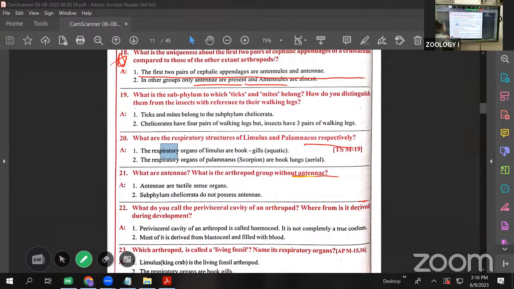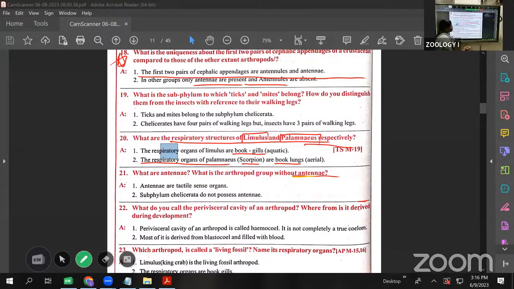Next, what are the respiratory organs of the limulus and the polypneus? The respiratory organs of the limulus are called book gills, as it is aquatic. The respiratory organs of the polypneus, or scorpion, are book lungs, as it is aerial. So the respiratory structures of the limulus are book gills, and those of the polypneus are book lungs. Clear? This is about the respiratory structures.